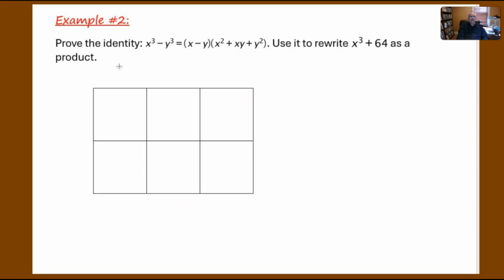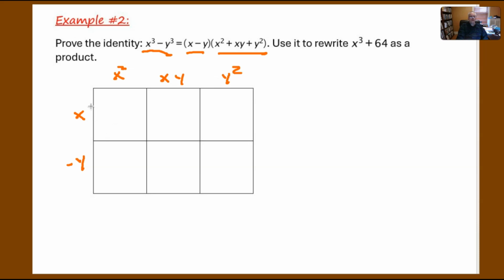Okay, in this example, we're going to prove the famous difference of cubes formula. We have one variable cubed minus another variable cubed. And this identity shows us how we can rewrite this as a product. Quantity x minus y times that polynomial. Just like before, it's easier to start with multiplication. So I'm going to start with this right side, and I'm going to show that when we multiply this, we end up with the left side. So I'm going to put x minus y here, and here I'm going to put x squared plus xy plus y squared.